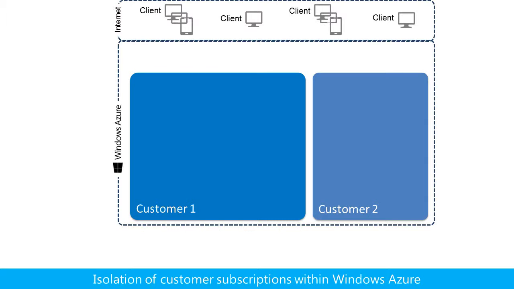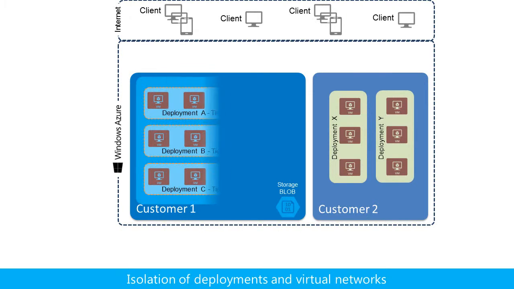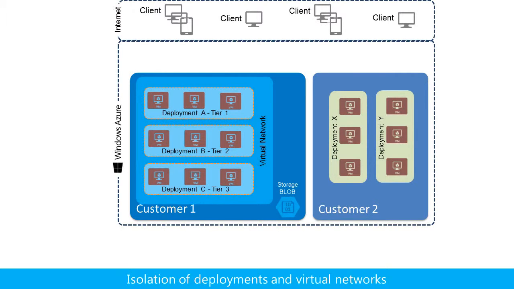For example, Customer 2 has no way to access a storage blob in Customer 1's subscription. Customer subscriptions can host deployments, which are groups of virtual machines that can interact with each other directly. The Windows Azure Virtual Network is a group of deployments that can be placed on subnets in a manner similar to your data center. In both cases, the set of computers within are isolated from other deployments or virtual networks even within the same subscription.